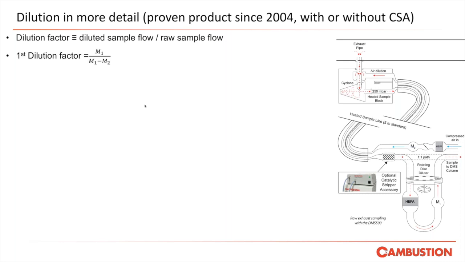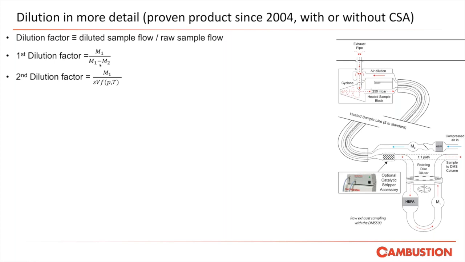The dilution factor of the first dilution system is the diluted sample flow, which is measured by this mass flow controller M1, divided by the raw sample flow. And the raw sample flow is the flow in here from the exhaust pipe, which is the difference between that total flow and the dilution air flow that's coming in here. So M1 divided by M1 subtracted from M2.